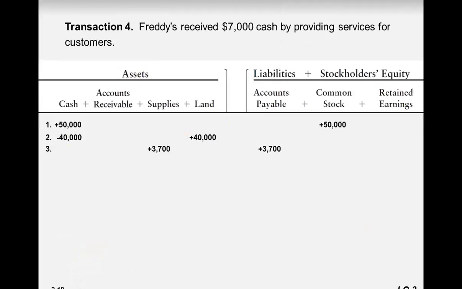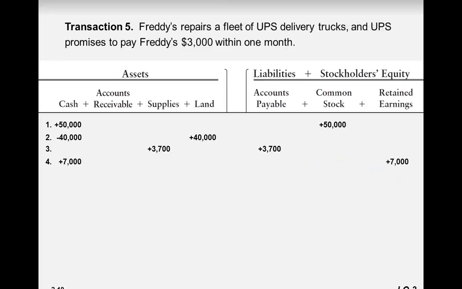We received $7,000 cash by providing services for customers. We're a service business, so we got cash of $7,000, and we earned service revenue, which right now we're putting under retained earnings because it increases our retained earnings. We would actually record this as service revenue when we are doing our transactions or journal entries later, as we get to them in the second half of this chapter.